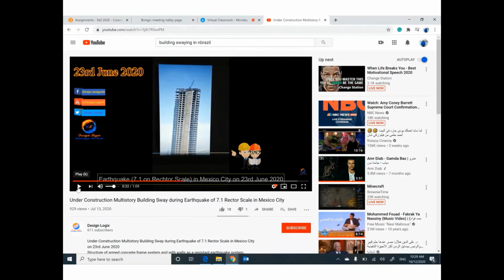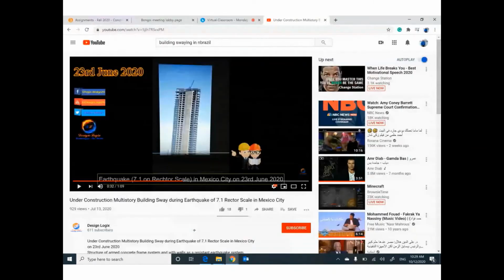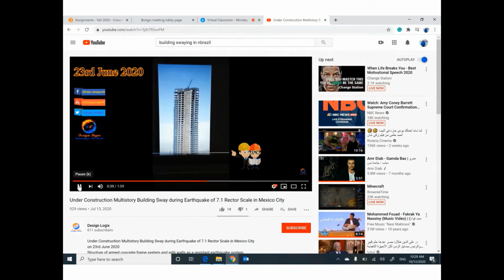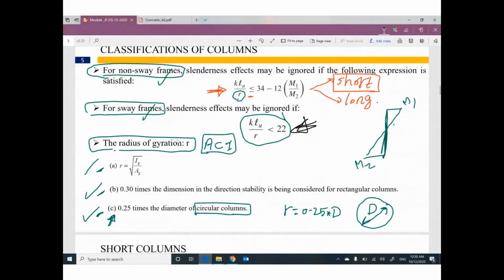In this condition, if you would like to consider whether your column is long or short, you have swaying, so you have to consider this expression for sway frames. The building is swaying left and right due to the effect of the earthquake. I'm not kidding, it's a real video. If you are considering stability of the building under normal conditions, dead and live load, we are talking about non-sway frames. Did you get it?